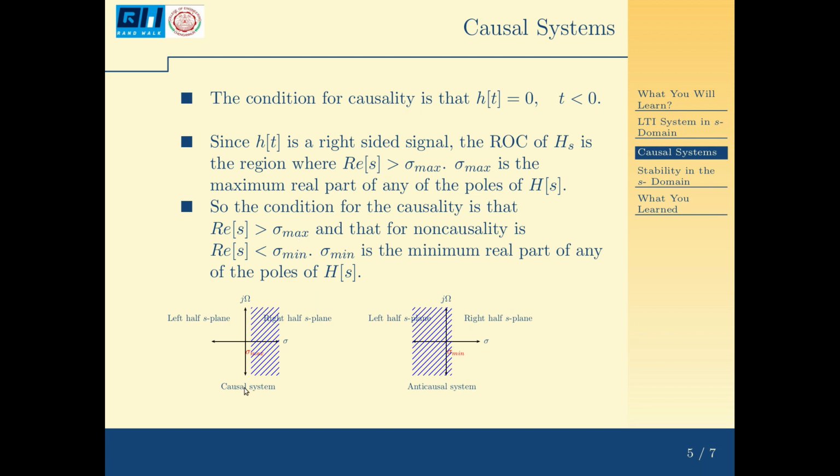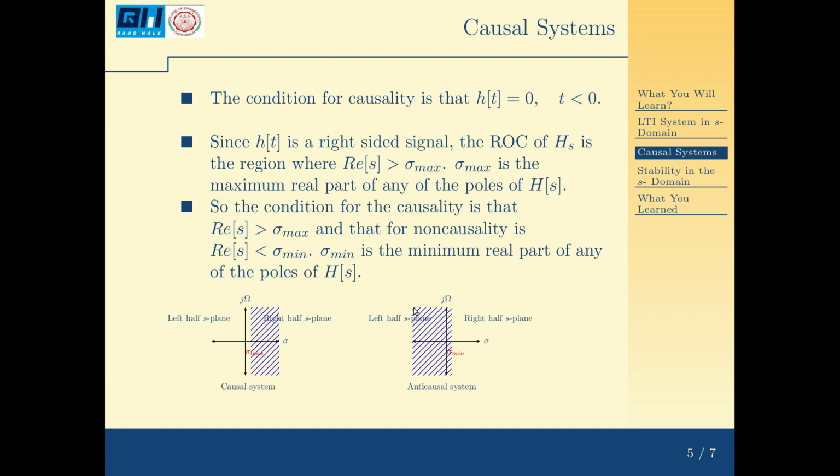That is something like this. This is a causal system. This is the maximum value of the pole that is available in H(s). So from here to the right, if your region of convergence is to the right of this, then this is a causal system.